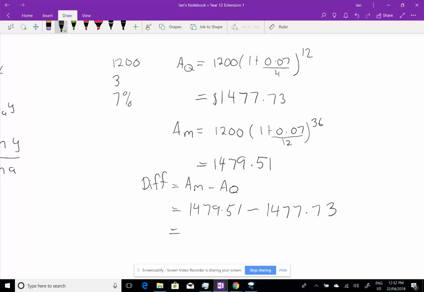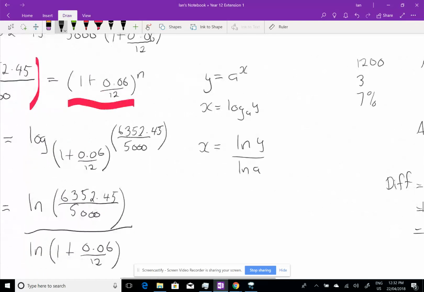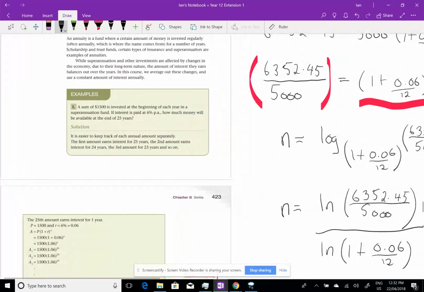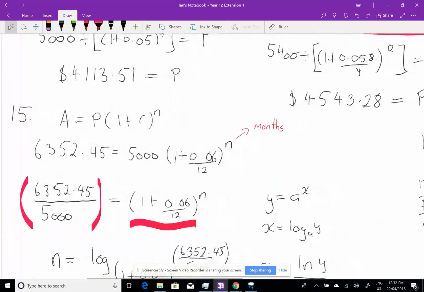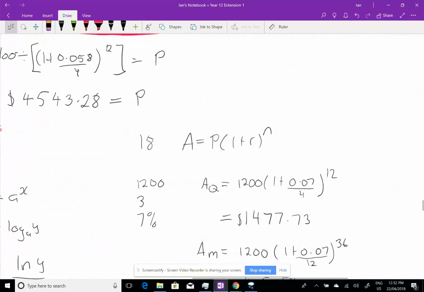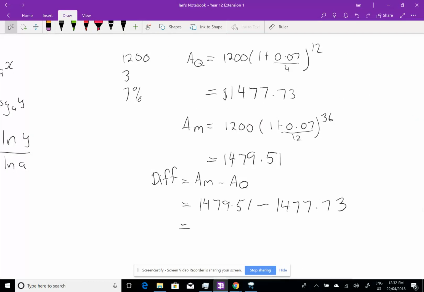Did I do something wrong? 12, 3 12s are 36. Did I read the question correctly? Oh, it's annually. It's annually or quarterly. So I have to do an annual one now. So the difference there between that is only $1.78.